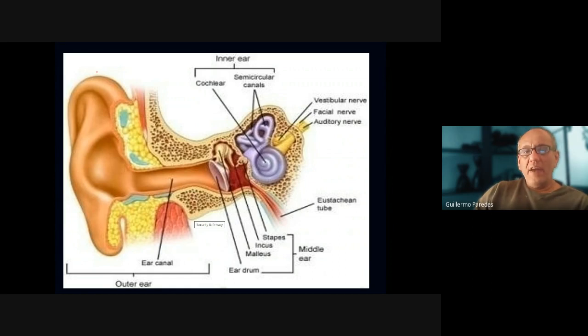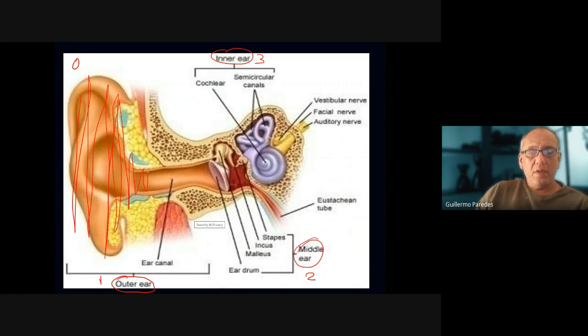The ear is divided into the outer ear, one, the middle ear, two, and the inner ear, three. Where is the outer ear going to be? The outer ear is all this area, up to this membrane, that is the eardrum or the tympanic membrane. So all this, what I just marked here, is the outer ear.